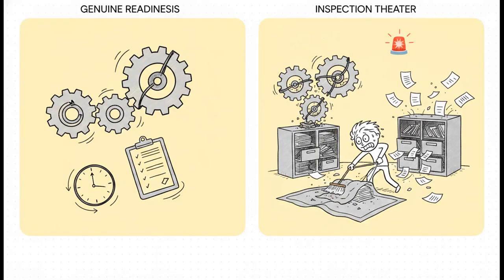Okay, let's kick things off by looking at two very different realities. On one hand, you have genuine, everyday readiness. This is where your quality system is just humming along daily, records are completed as you go, and issues are spotted and fixed routinely. But on the flip side, you've got what we call inspection theater. You know the drill. The frantic, stressful cleanup the week before an auditor shows up, backfilling records, sweeping problems under the rug. Well, spoiler alert, an experienced inspector sees through that theater in minutes. You simply can't fake a true state of control on demand.